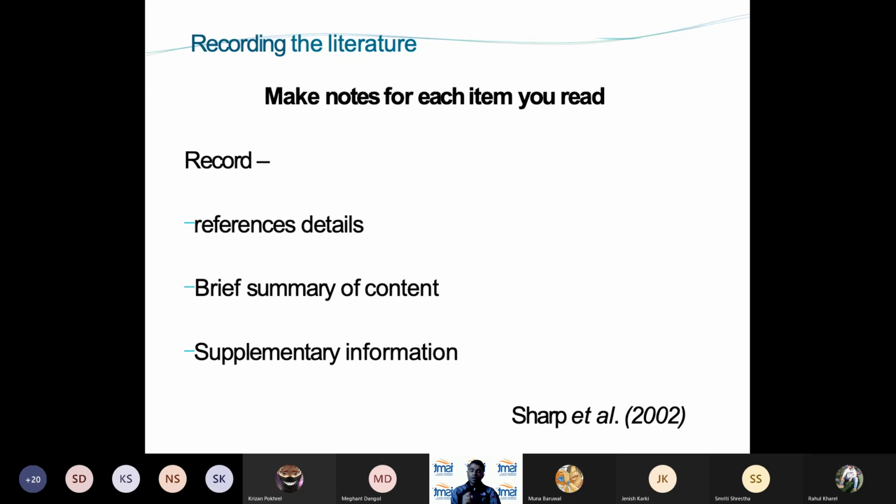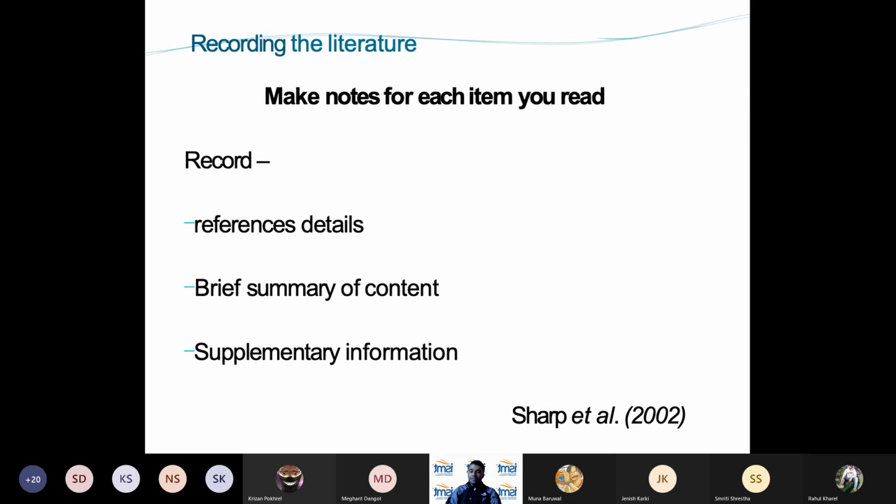You need to make notes for each item you read, because you need to put that content in while writing the proposal. While recording the literature, you need to take the referencing detail. You can download it, and in referencing style, we follow the APA standard, to cite the content that has been published in previous literature. Copy the reference, write a brief summary of the content, and cite the source. Another literature, brief summary of the content, cite the source.